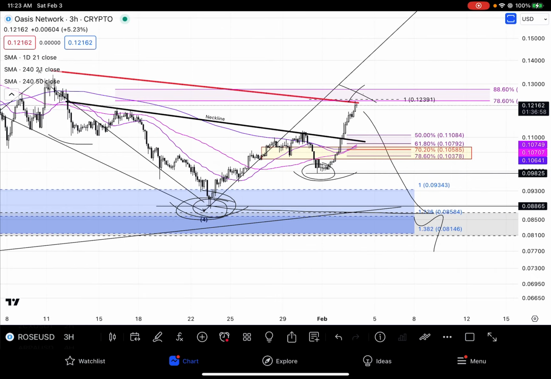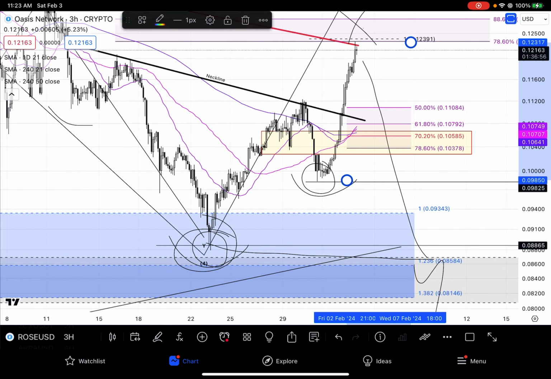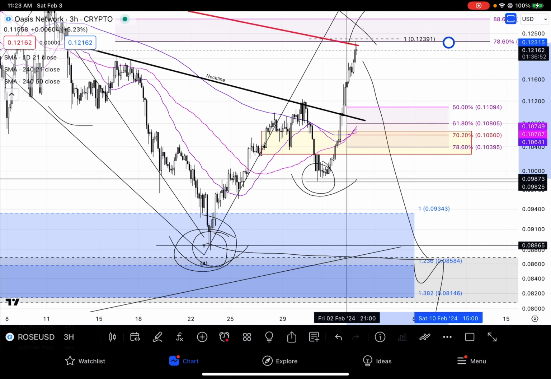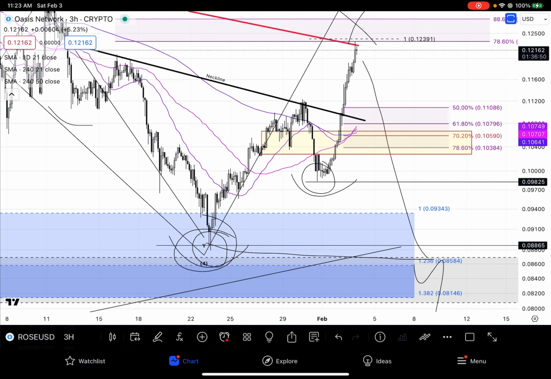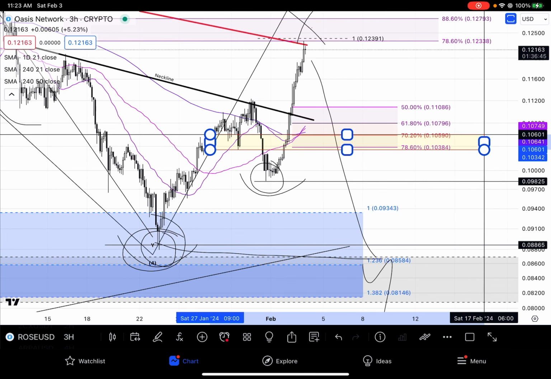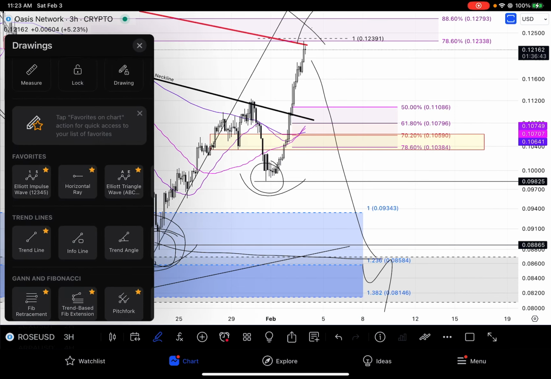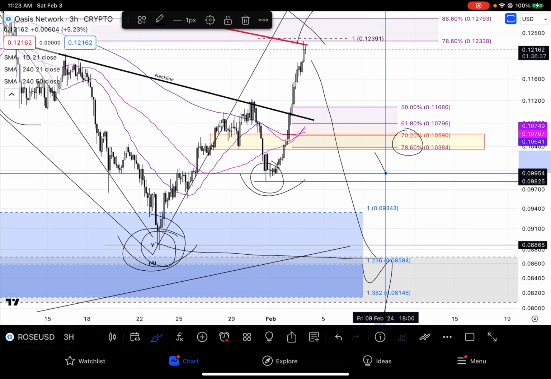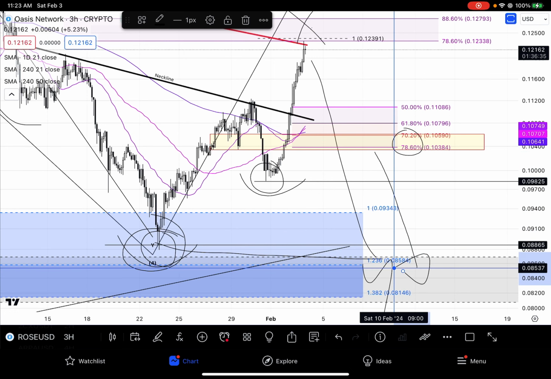So if you want to enter a position, you would slowly enter in at these fibs over here. But at the same time, you must be cautious, because if we lose this support over here, depending on what Bitcoin does, we can come down for one more low.